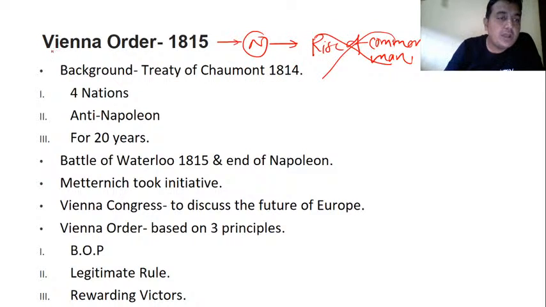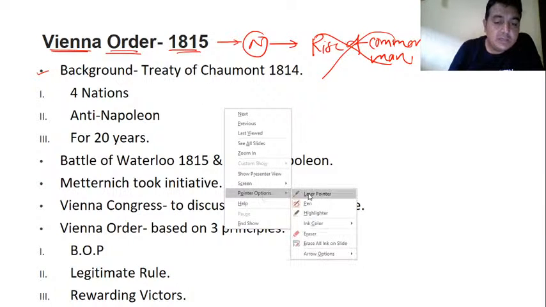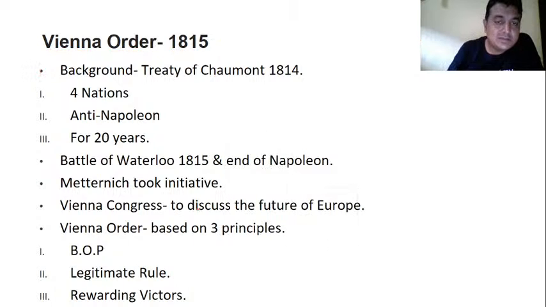And that's why the Vienna Order was designed in 1815. This Vienna Order came after the Battle of Waterloo. What happened? The background was there: the Treaty of Chaumont. The Treaty of Chaumont in 1814 was basically discussing what will be the future of Europe after the Battle of Leipzig. So in this treaty, four nations were there. It was an anti-Napoleon treaty, and it was for 20 years.